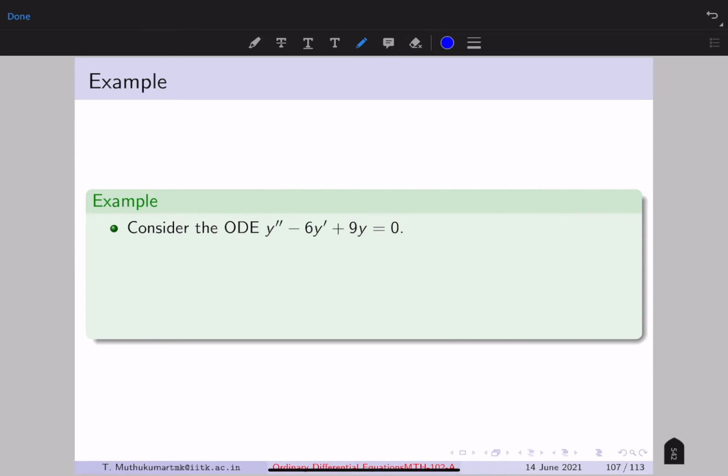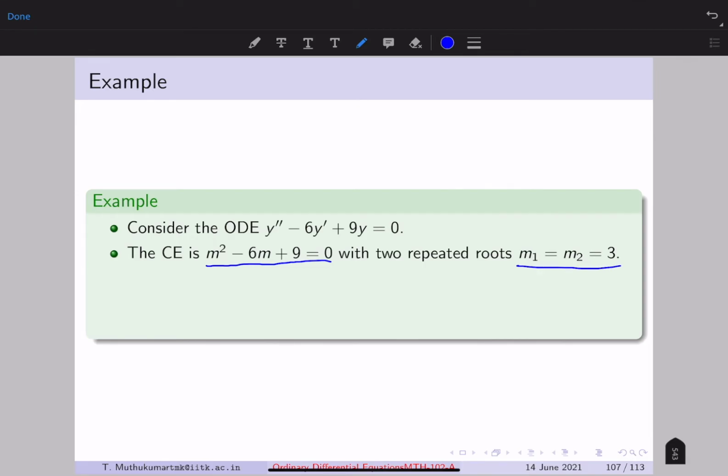As an example, let's take this ODE, which is a constant coefficient ODE. What is the corresponding characteristic equation? The characteristic equation is m square minus 6m plus 9, right? If you solve this quadratic equation, you are going to get 2 repeated roots. This is a second order ODE, and for a second order ODE you have 2 repeated roots.